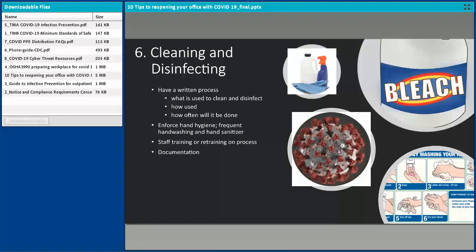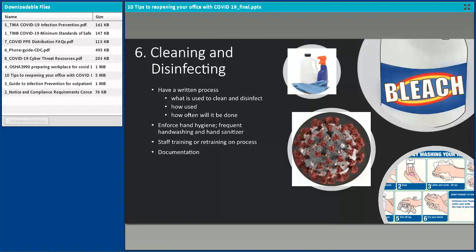For instance, we've heard that a lot of practices are having trouble getting their usual cleaning products, especially if they used the pre-made wipes. Those may not be available. So, of course, the CDC has been recommending a bleach dilution that can be used. Also, you're going to want to enforce hand hygiene, frequent hand washing, and use of hand sanitizer.